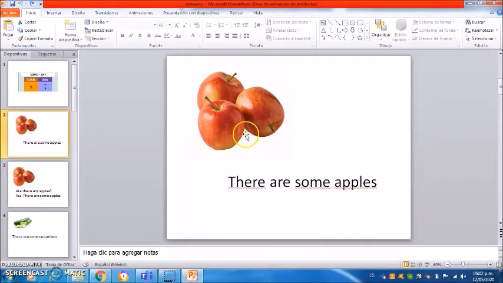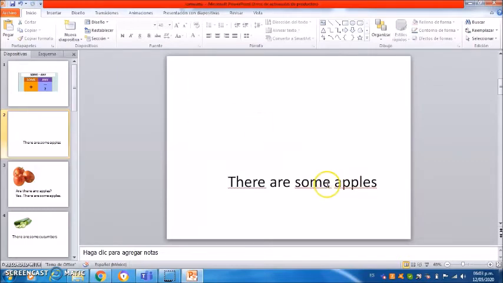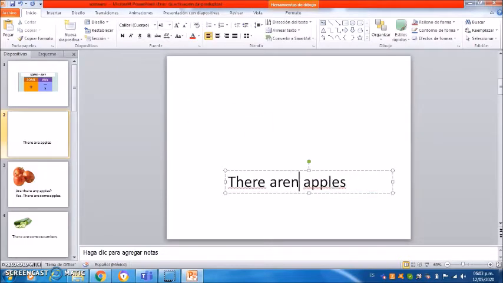There are some apples, because we are not sure about how many. It could be 2, 3, 4, or 5. And we are talking about plural. There are some apples. But what happens if we don't have it? So we are going to say there aren't any apples because we are not sure and we don't have it. Right now, remember, any is for 0 and we don't have apples.